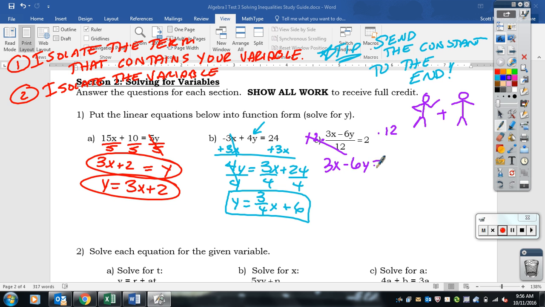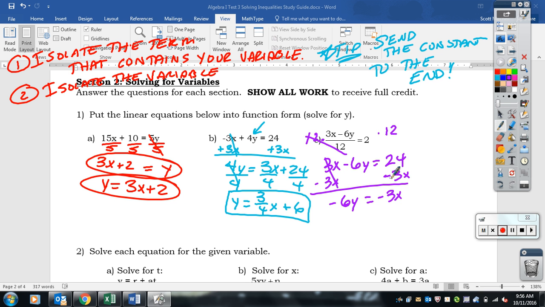3x minus 6y equals 12 times 2, which is 24. Now there are two separate soldiers, so I can isolate the term that contains my variable. Goodbye to the 3x. Don't forget it's a negative 6y. A lot of students forget that. I could make this 24 minus 3x, but send the constant to the end. Negative 3x, don't forget the signs. It's not subtraction; again, keep, change, change. It's a negative 3x, and it's a positive 24.